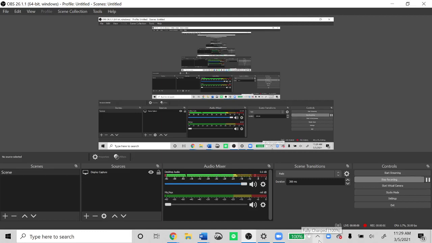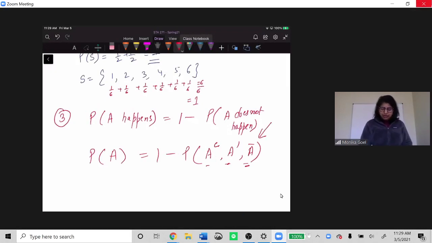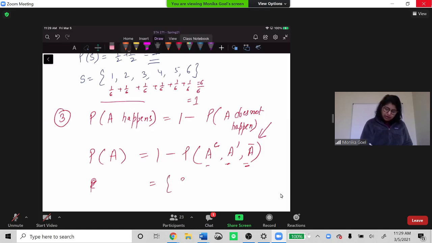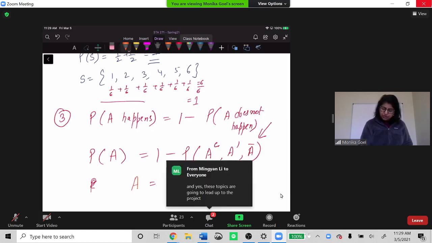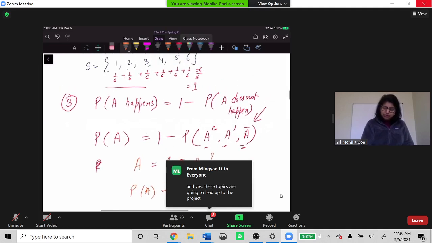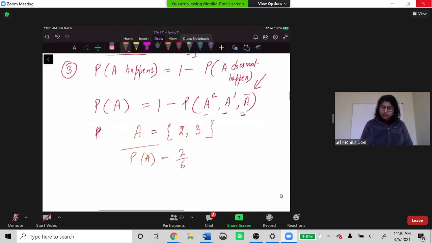A bar, or A complement, talks about A does not happen. And what does that mean? Let's say we have this sample space, and let me just say that event A is 2 and 3. So what is my probability of A? I know that 2 is 1/6 and 3 is 1/6. So 2/6. That is my probability of A.